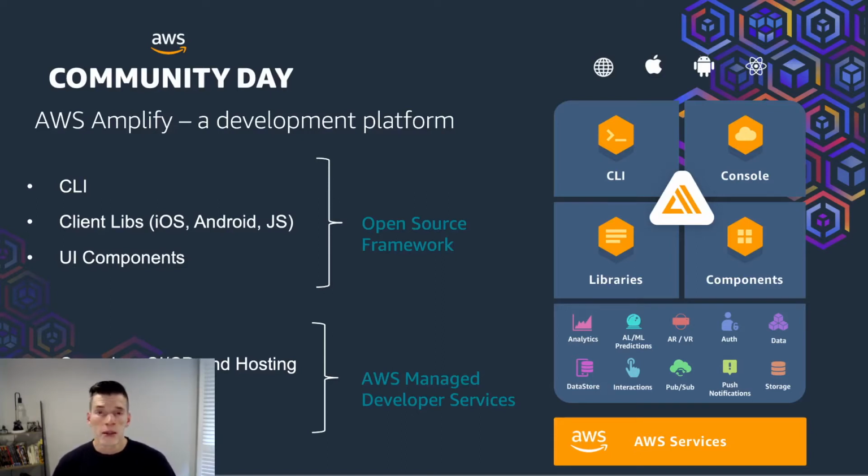Those components will be UI components that you will embed in your mobile or web apps, libraries that will help you create your applications, the console that will help you perform those CI/CD capabilities. It will help you host your applications, and then the CLI, which is what we'll be focusing on today, is the tool that will allow you to create, provision, and manage AWS services.